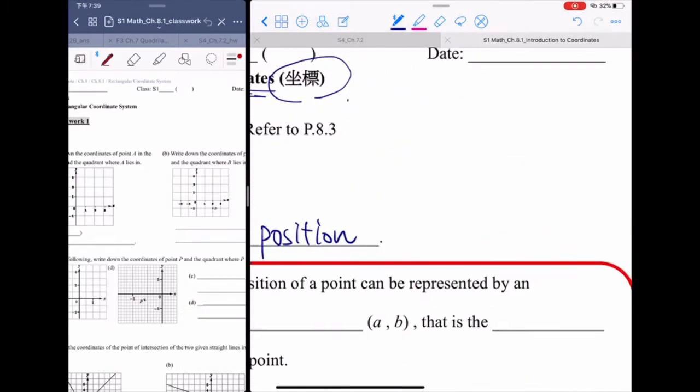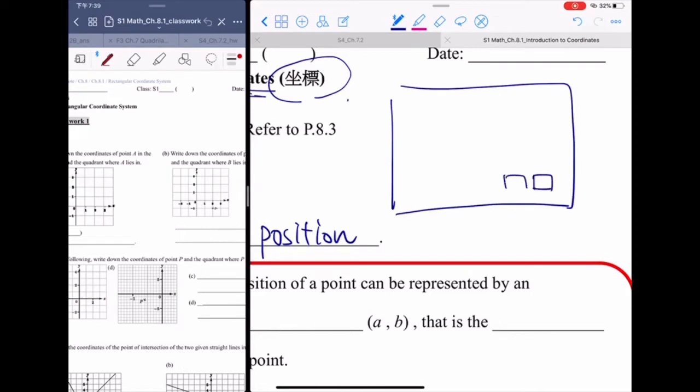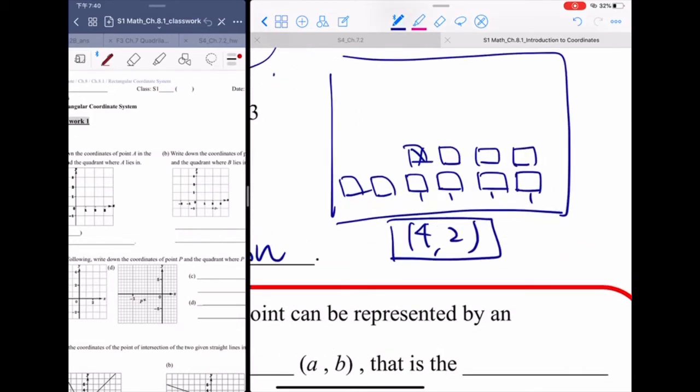Just like in the classroom, there are 6 rows, and then maybe you sit here and then we say 1, 2, 3, 4, and the second one. So we can use something like this to recognize your position in the classroom. Alright, so we will call this coordinates.